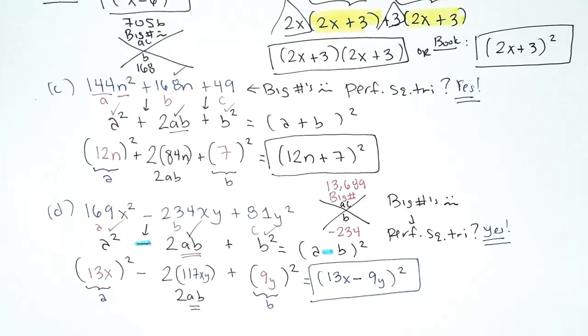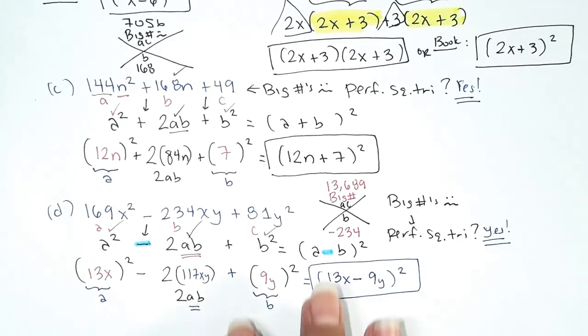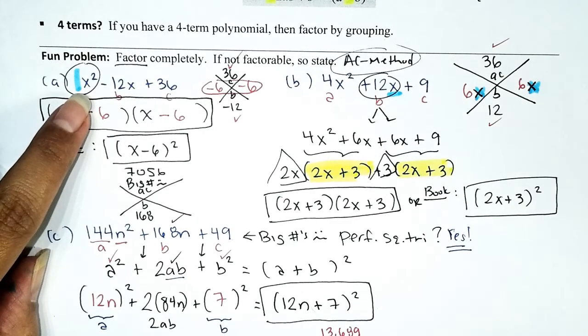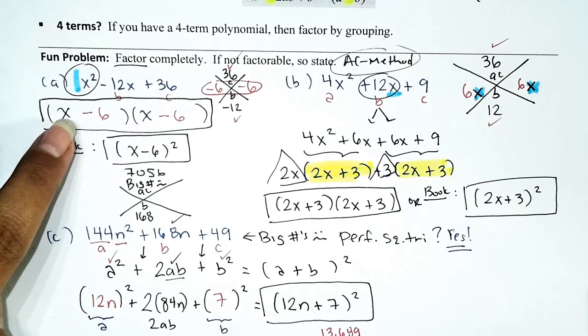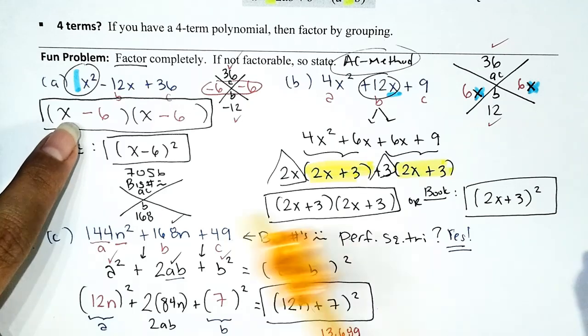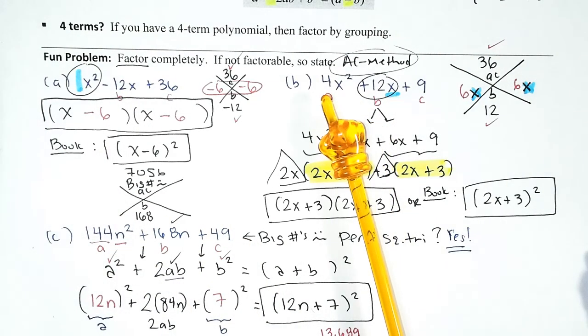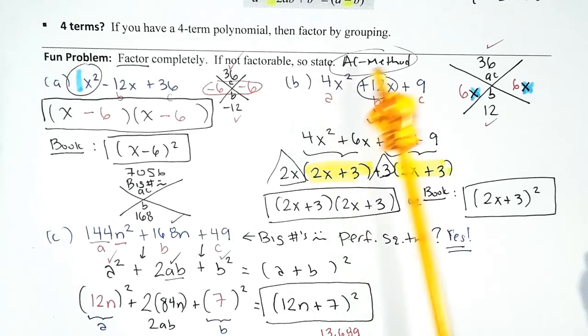Whenever I have trinomials, the first thing that comes to my mind is not, oh man, is it a perfect square trinomial? This is how I handle it when it comes to trinomials. Trinomial, is the leading coefficient 1? Yeah, alright, throw down parentheses and do what I gotta do. Trinomial, is the leading coefficient not 1? Answer no? Okay, AC method.